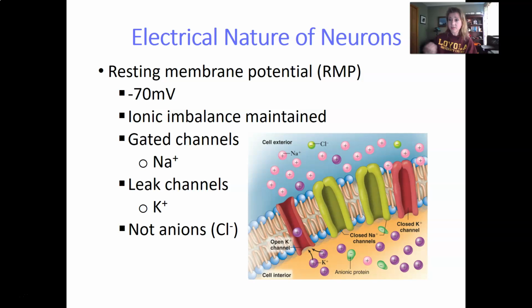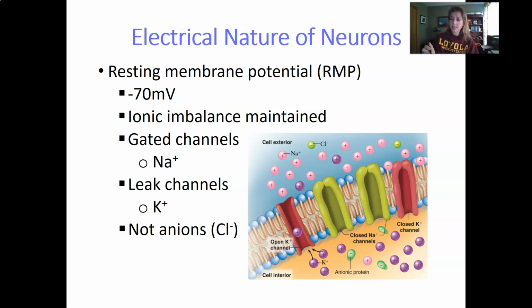So ionic imbalance is also maintained by different kinds of channels that are found in the cell membrane. The first type of channel that I want to talk about is a gated channel. The sodium channels are gated channels, and you can see here that we have a closed sodium channel. You can see that the doors are shut on both of these sodium gated channels, and so all of our pink sodium ions are found outside of the cell. At least most of them are. You might have a few that are trapped inside, but they can't get out and they can't get in because at rest, these gated sodium ion channels are closed.